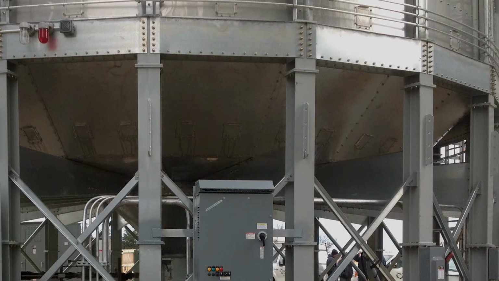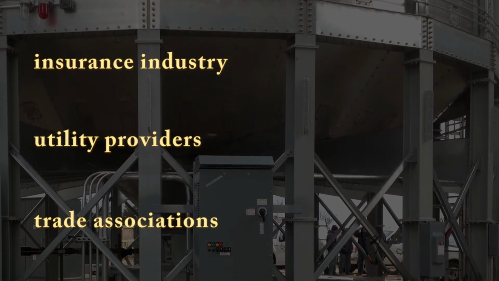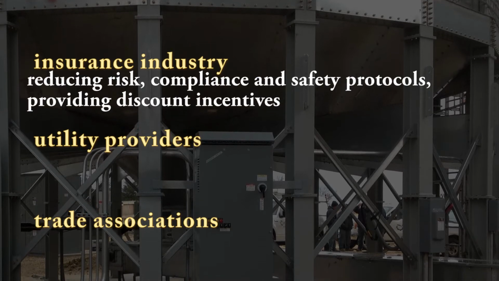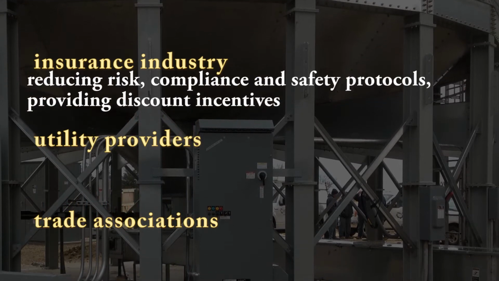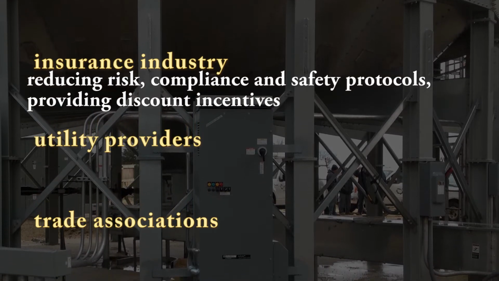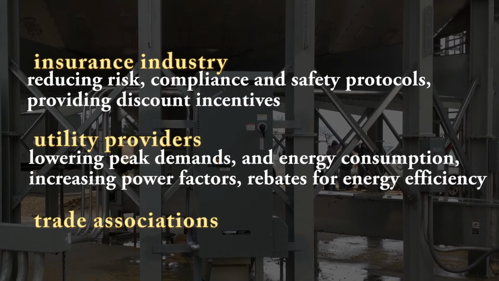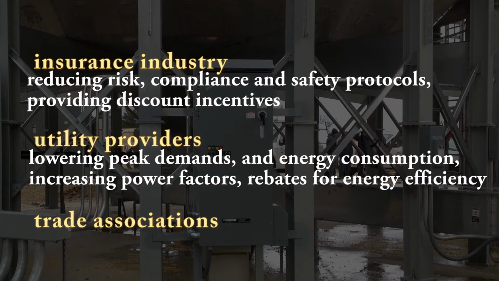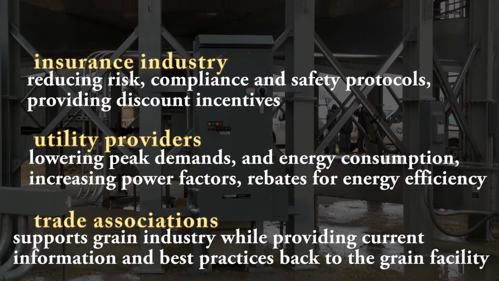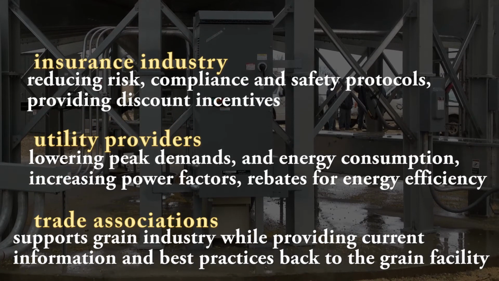There are 3 more players: the insurance industry, utility providers, and trade associations. Insurance folks are interested in reducing risk, compliance and safety protocols, and providing incentives in the form of discounts. Utility providers are interested in lowering peak demands and energy consumption, increasing power factors, and providing rebates for energy efficient solutions. And finally, trade associations want to promote the grain industry while supplying the latest information and best practices back to the grain facilities.